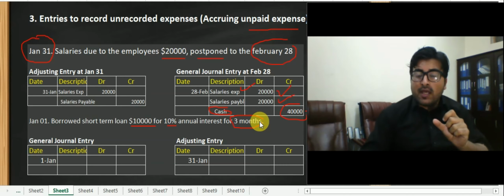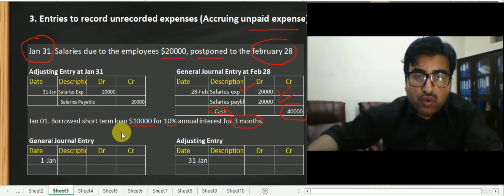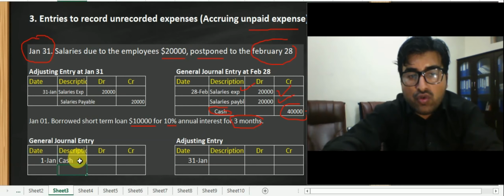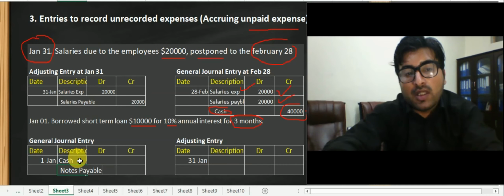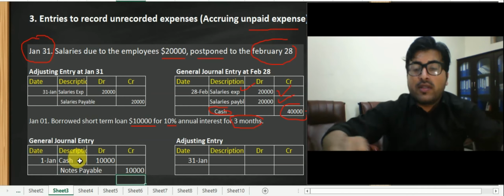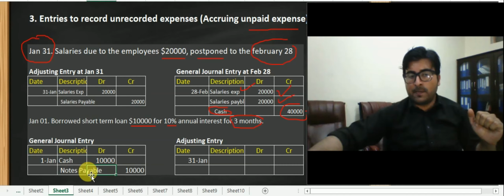Okay, now at January 1st you have borrowed, so you have to record a simple general journal entry because you have borrowed a loan. So you should debit cash, and you should credit notes payable account. So cash debited how much? $10,000, and $10,000 account notes payable credited. Increase in asset debited, increase in liability credited.